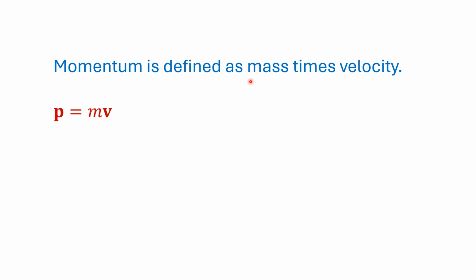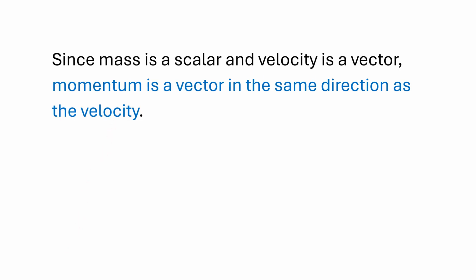Momentum is defined as mass times velocity, two very basic concepts in physics. The symbol lowercase p equals mv. Momentum equals mass times velocity. Since mass is a scalar and velocity is a vector, momentum is a vector in the same direction as the velocity.